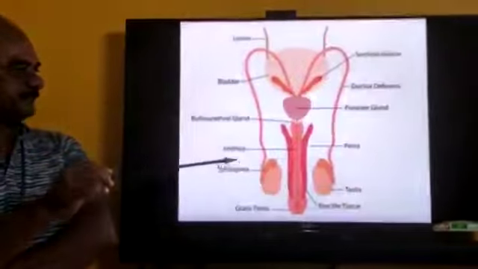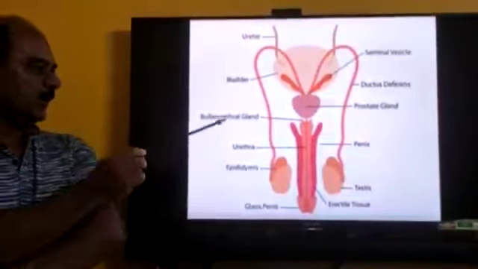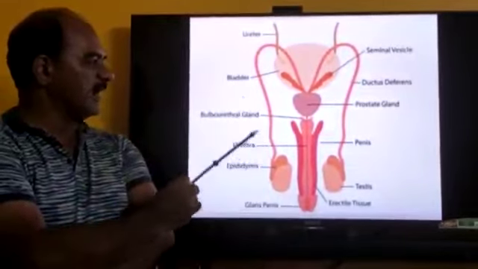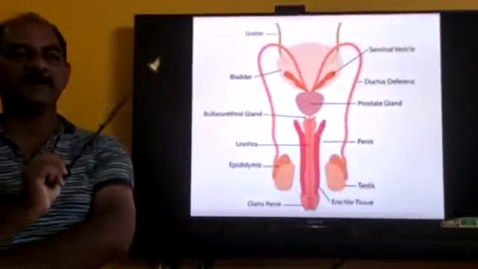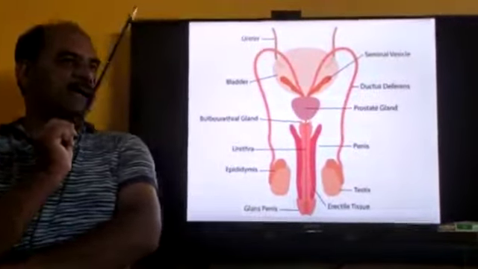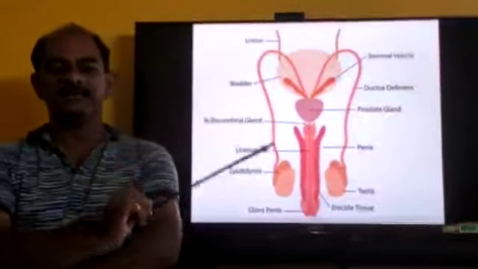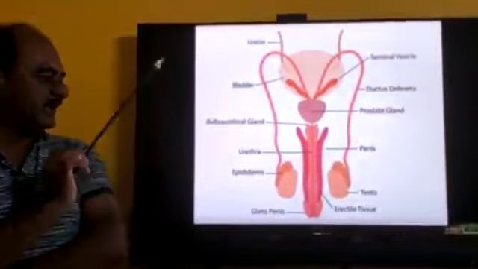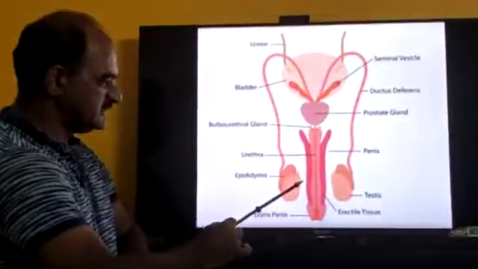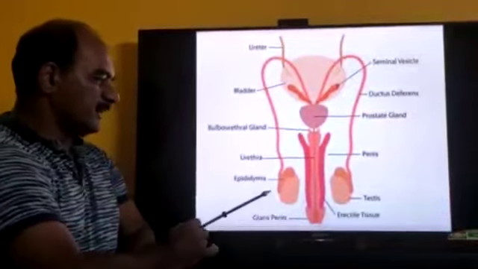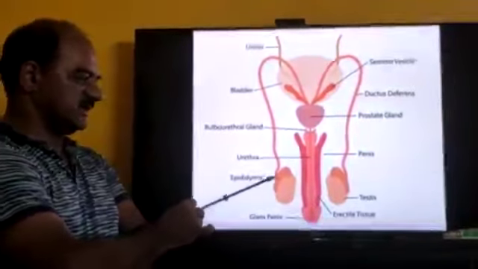Then next is the male reproductive system of humans. The male reproductive system consists of external genitalia, internal genitalia and accessory sex glands. The external genital organ is the scrotum. The testis is covered by a muscular bag-like or pouch-like structure, and that pouch-like structure is called the scrotum.